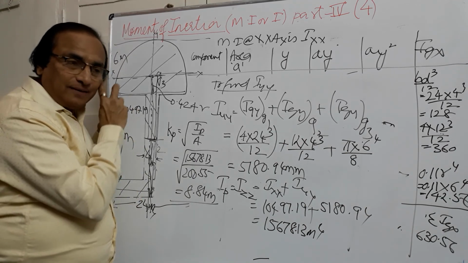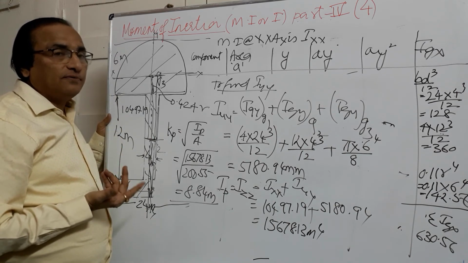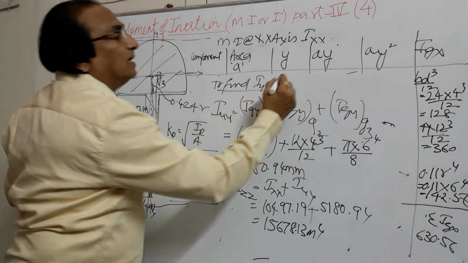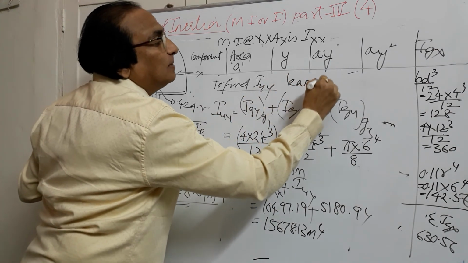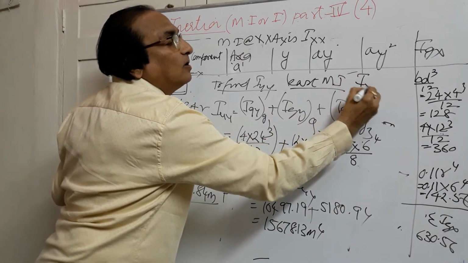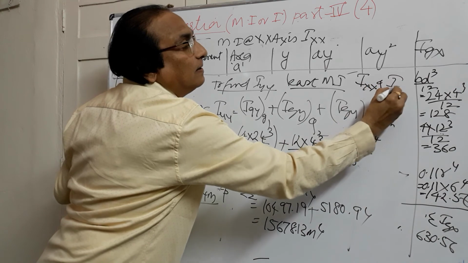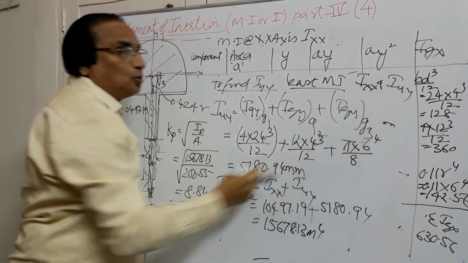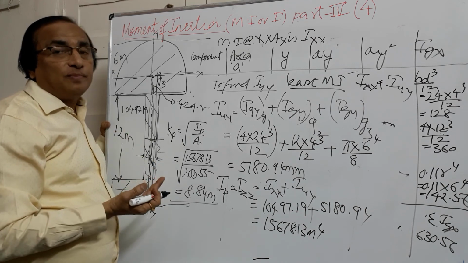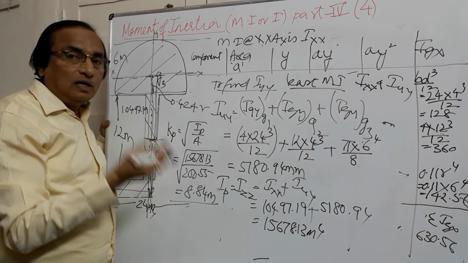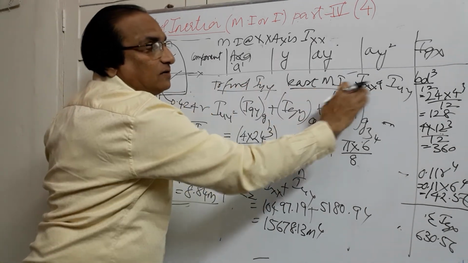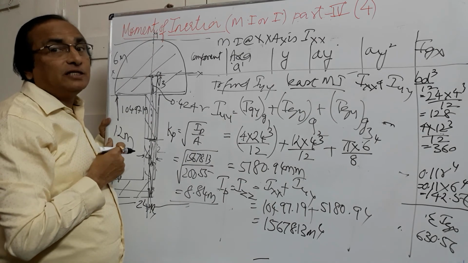Now see, this same problem I can ask you in 2 to 3 ways. Suppose I ask you what is the least moment of inertia. Least moment of inertia means how many moments of inertia we have got? We have got Ixx and Iyy. Whichever is the lesser of the two, that will be the least moment of inertia. So if I ask the problem to find the least moment of inertia, you will have to find out Ixx and Iyy, and whichever is the lesser of the two is the least moment of inertia.